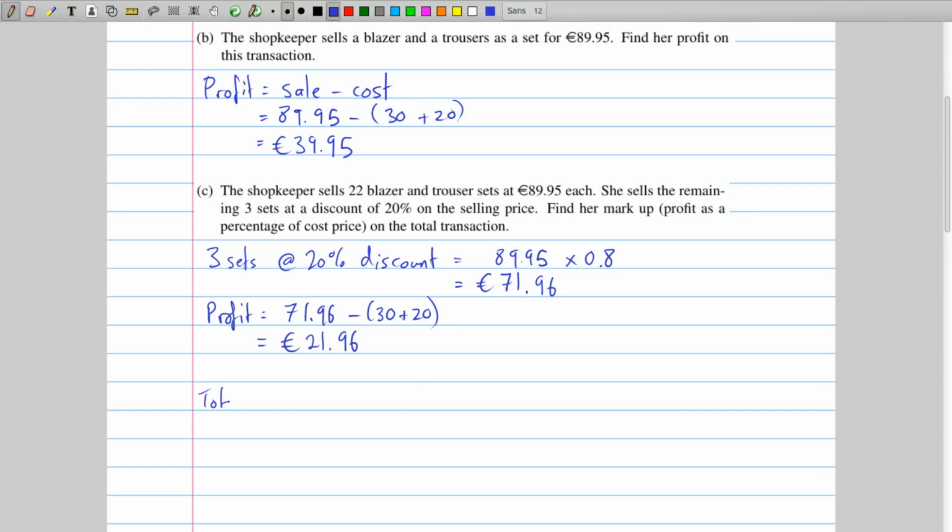The total profit then is 22 times the profit from these $89.95 sets, which is $39.95, which worked out in part B. And then there are 3 sets where the profit is only $21.96. So the profit on those 22 sets is $878.90, and the profit on those other 3 sets is $65.88, and so the total profit is $944.78.